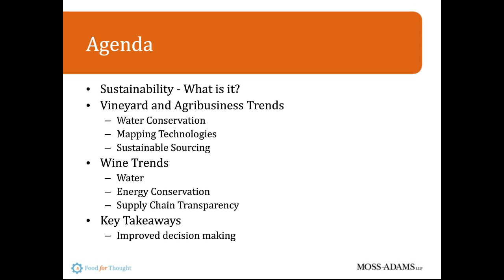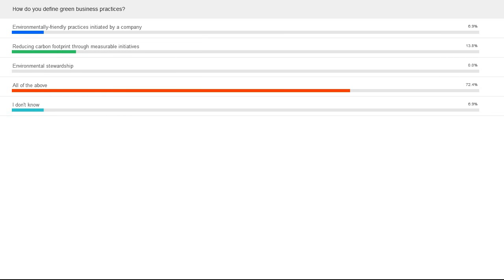And we'll go ahead and take a look at the results. Okay, well, all the above, yes, absolutely. So certainly this covers all the front three: environmentally friendly practices, reducing your carbon footprint, environmental stewardship, taking care of the land. All these are obviously spanned by green, sustainable practices.